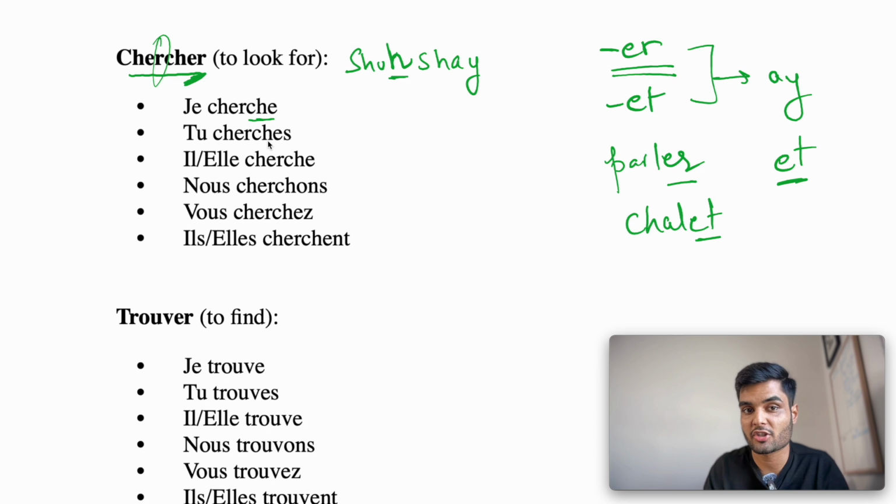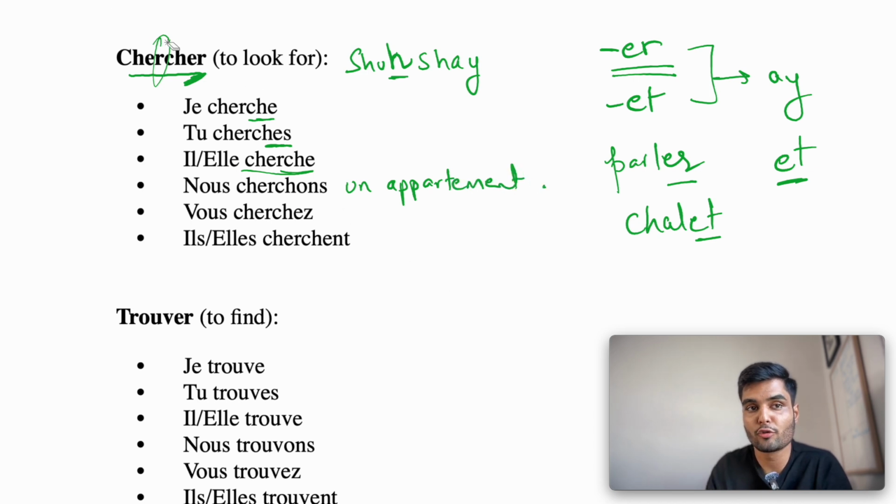Je cherche, tu cherches. Il, elle, on cherche. This means to look for something. Chercher, to look for something. Nous cherchons, we are looking for something. If I want to say we are looking for an apartment, nous cherchons un appartement.